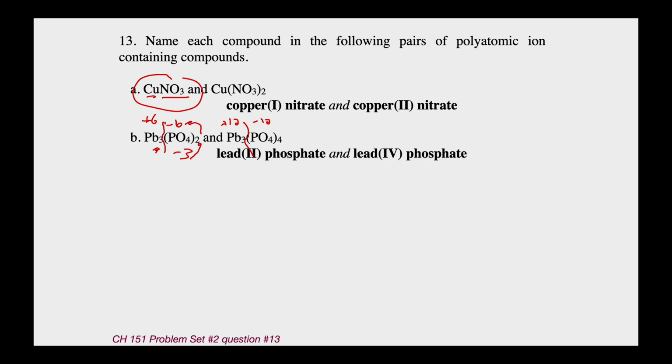So again, the first one there is lead(II) phosphate. Sorry, I kind of wrote over it. And the second one would be lead(IV) phosphate. So you've got to know that phosphate's -3, and the positives will balance the negatives to figure it out.